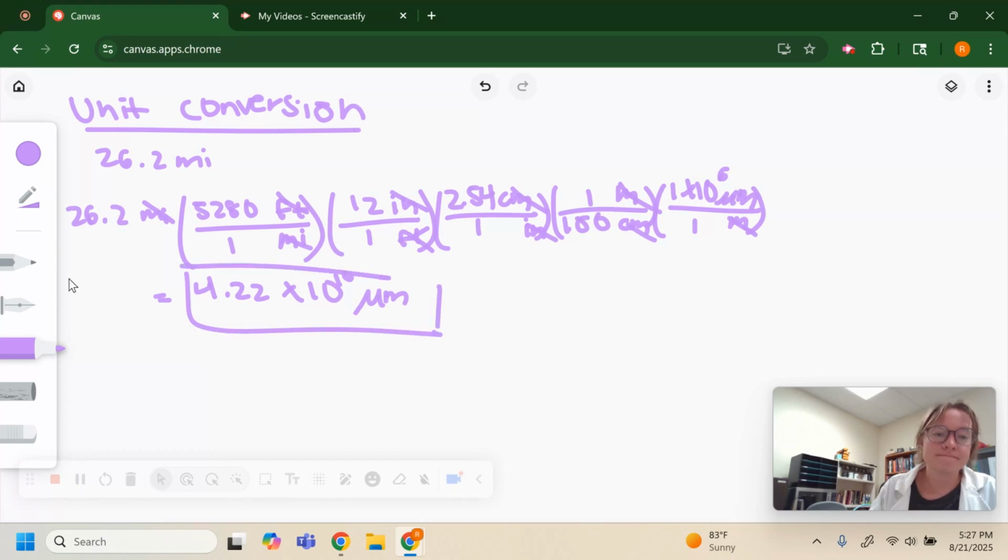And there you go. There's a little practice with unit conversions. Our last topic of the day, we've talked about significant figures, we've talked about units, now we've talked about unit conversions. The last thing that we're going to talk about today is going to be dimensional analysis.